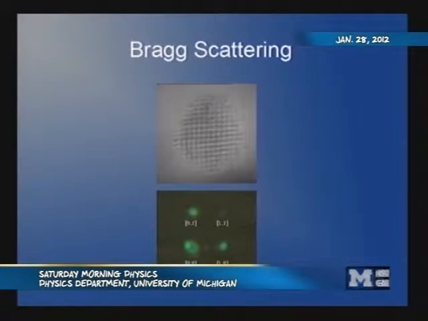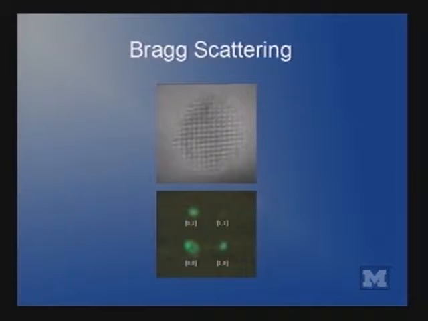And then the last thing we can see from this fairly easily is the 1,0 mode and the 0,1 mode are each about the same distance from the 0,0 mode. And so what that means is the period of the lattice is the same in both of those directions.